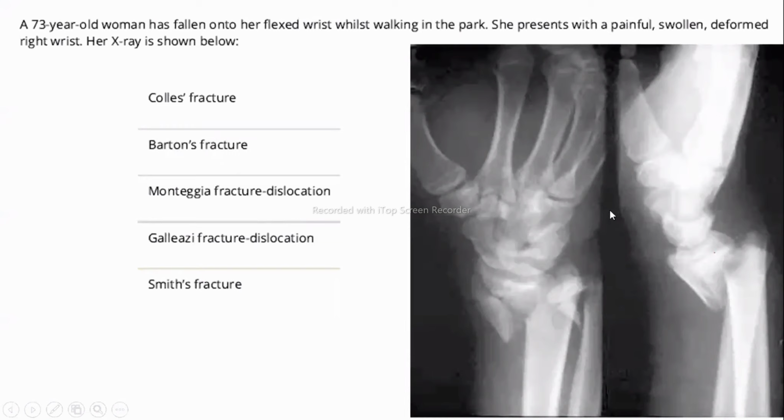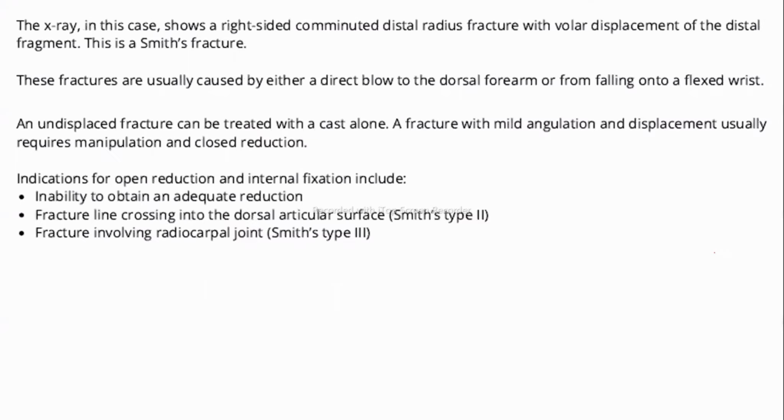So I think this one is very obvious. If you draw a line here, this is the palm and this is the dorsum, right? So if you draw a line here, is it anterior or posterior? Anterior. So the fracture is a Smith fracture. Clear? Yes.